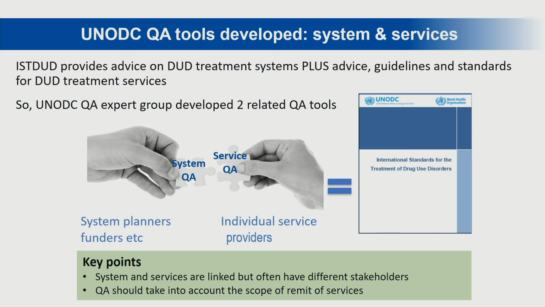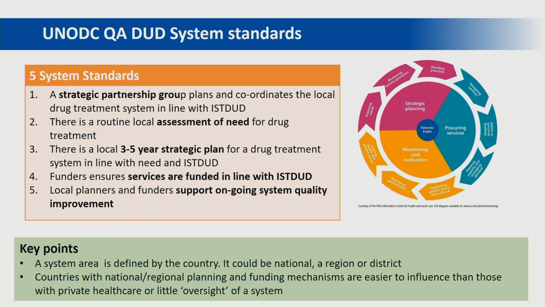One for systems, be that at a country or a regional level, and one for individual service providers, because these are very different stakeholders. So they're inextricably linked, but they're different, with different stakeholders. And the other thing to say is with the services QA, there's a lot of different types of services out there. We run outpatient, inpatient, residential rehab, outreach services, a whole gamut of services. So whatever mechanism we designed needed to be able to take account of all of those different services.